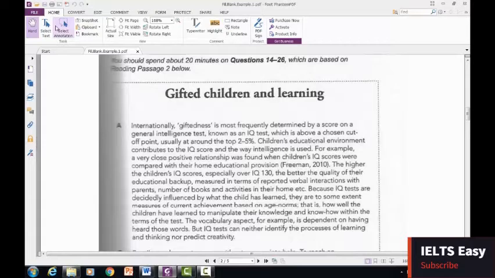When we talk about our keyword sentence, I'm talking about this sentence that stretches from where it says, the higher the children's IQ scores, especially over IQ 130, the better the quality of their educational backup, measured in terms of reported verbal interactions with their parents, the number of books and activities in there. There's our word home, right? We have children's IQ scores and the word home. So we're looking for the words that connect to the word home. And our answer will be books and activities.